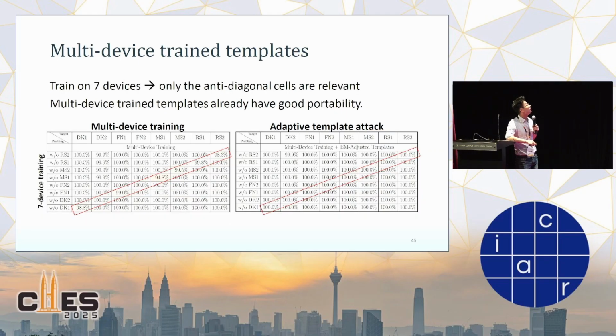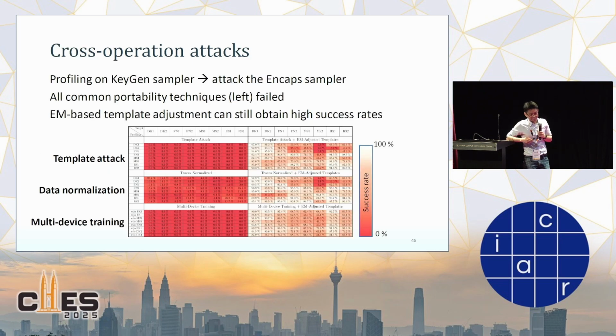And here's the result of a multi-device training portability technique. Here we train on 7 devices, so the only cross-device attacks are the anti-diagonal ones, and they already achieve quite a high success rate in terms of template portability. But our adaptive template attack thrives in this case, where we port the template that we profiled from the keygen sampler and use that profiling to attack the binomial sampler in the encaps operation. So we have a cross-operation attack.